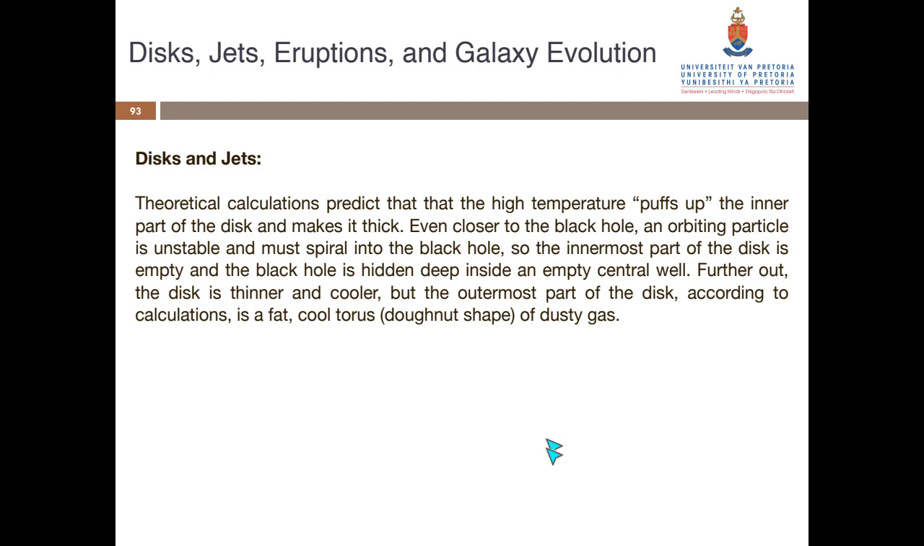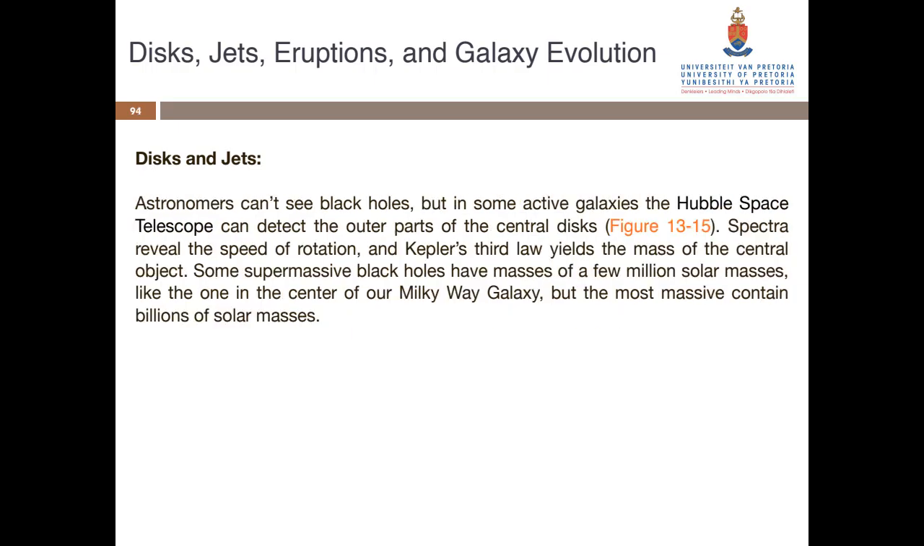According to the unified model, what you see when you view the core of an active galaxy depends on how the black hole's accretion disk is tipped with respect to your line of sight. You should note that the accretion disk may be tipped at a steep angle to the plane of its galaxy. So just because you see a galaxy face on doesn't mean you are looking at the accretion disk face on.